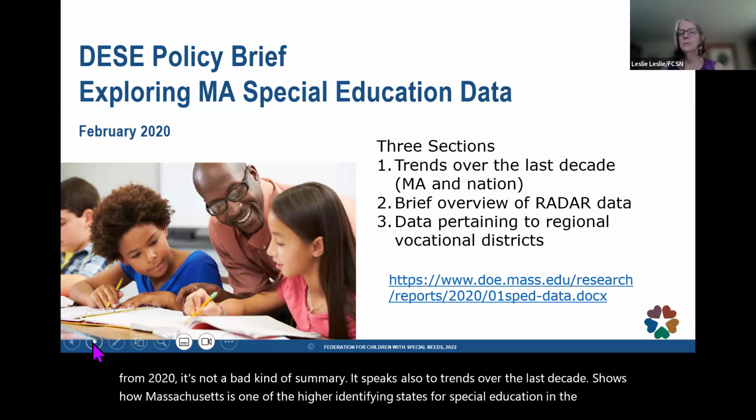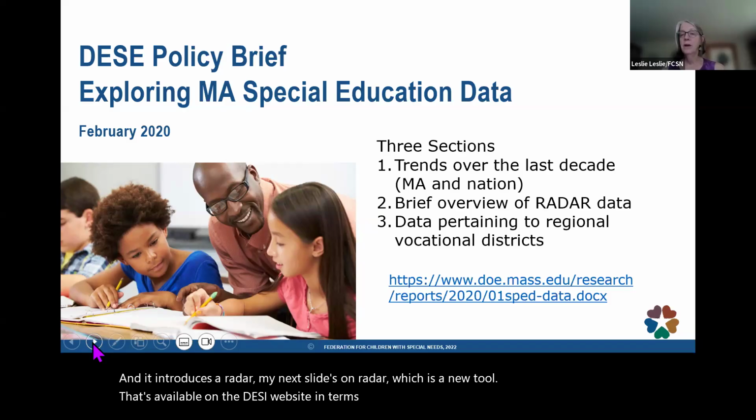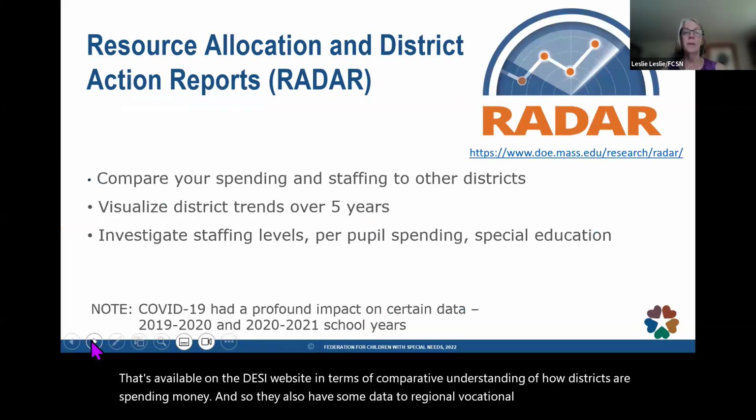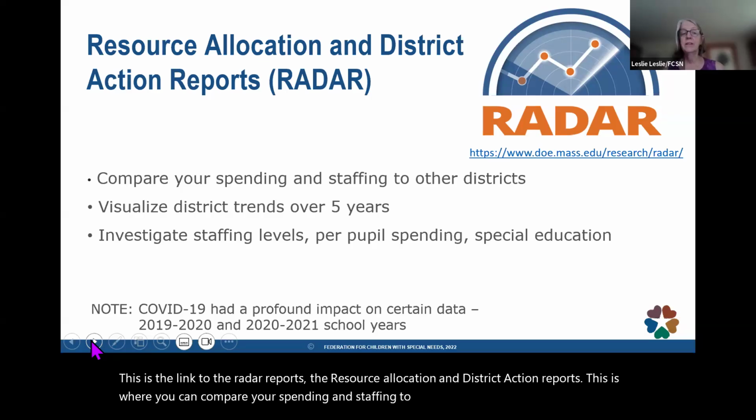And it introduces RADAR, and my next slide's on RADAR, which is a new tool available on the DESE website for a comparative understanding of how districts are spending money. They also have some data on regional vocational districts. This is the link to the RADAR reports, the resource allocation and district action reports. This is where you can compare your spending and staffing to other districts, and see district trends over, I think it's a 5-year period.